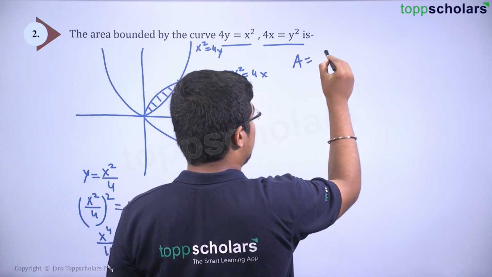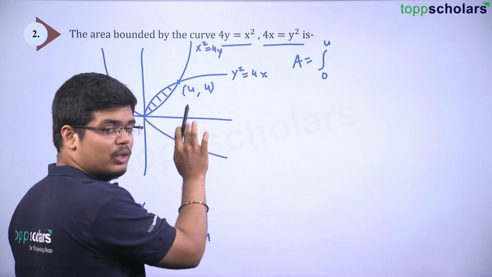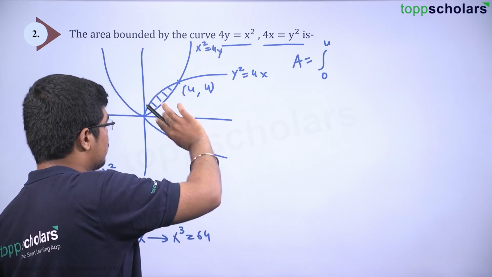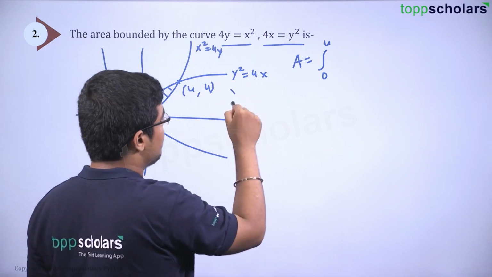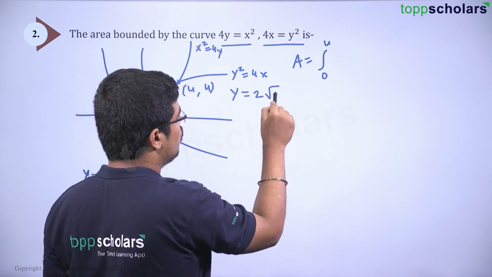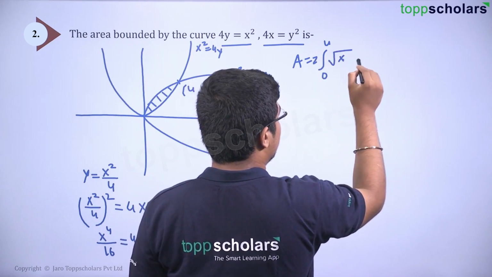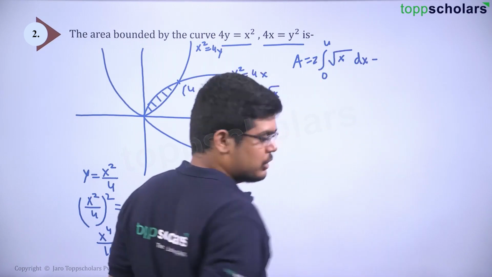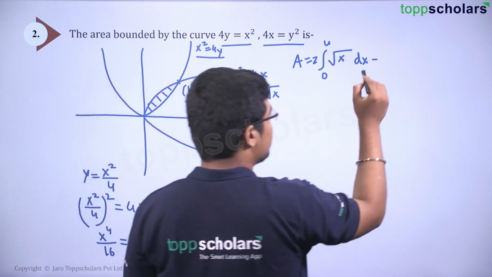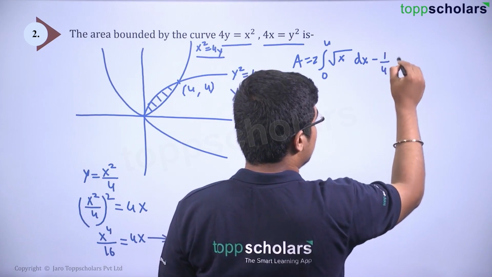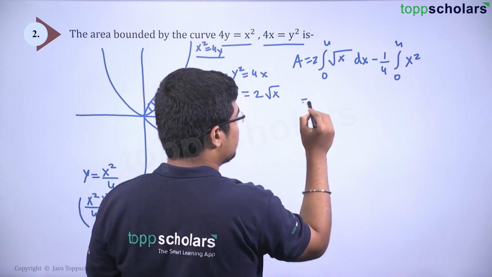Area is going to be upper curve minus lower curve. So it is integration 0 to 4. The upper curve in this case is this curve, which is the right side parabola. So from here, y will be square root of 4x, which is 2 root x. So 2 is constant, we keep it outside and we integrate root x minus. When we integrate the second part, students, the function is x square equal to 4y. So y is 1 upon 4 and x square will be integrated from 0 to 4. So let us go ahead with the integration.